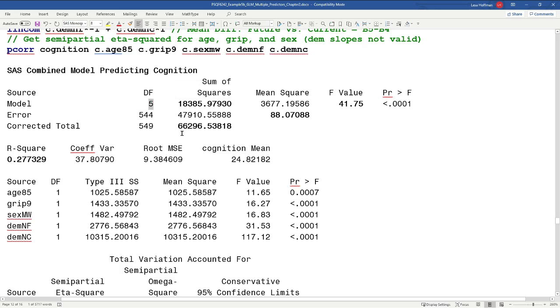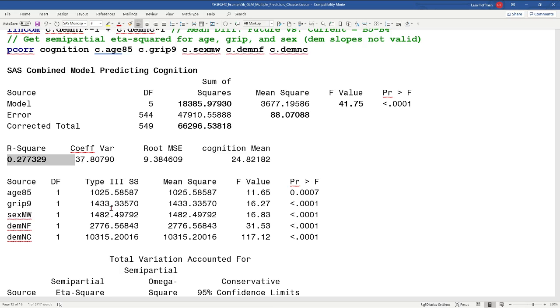The 5 slopes that we did include, however, captured this much information, and if we divide this model sums of squares by the number of slopes it took to get there, we get our mean square for the model. So you can think of that as variance explained, so to speak. Not exactly, but close. This bottom one here is variance left over. And so 88 is what's left relative to the 190 or so that we started with. That is a reduction of 28%. So the overall set of 5 slopes has accounted for 28% of the variance in cognition in this example.